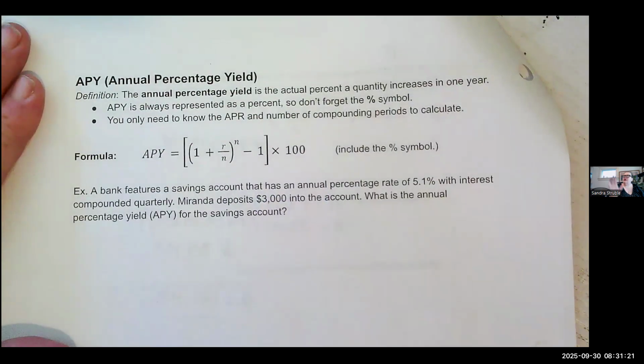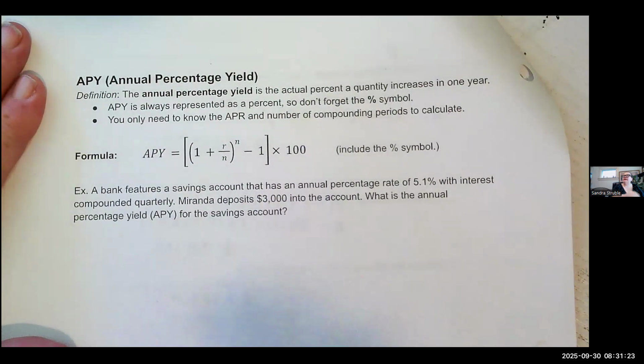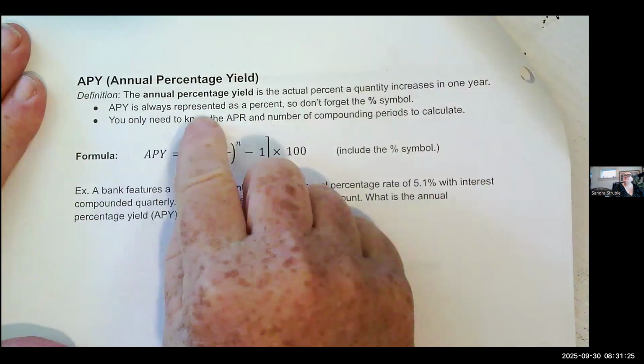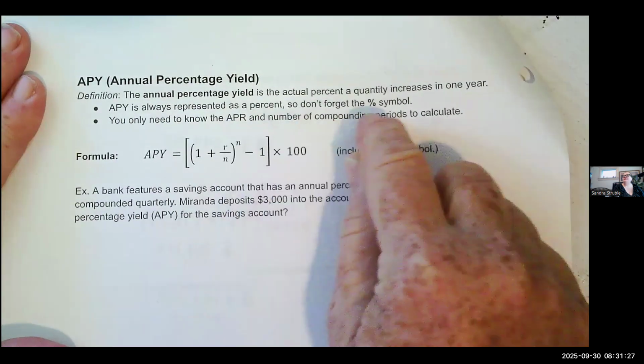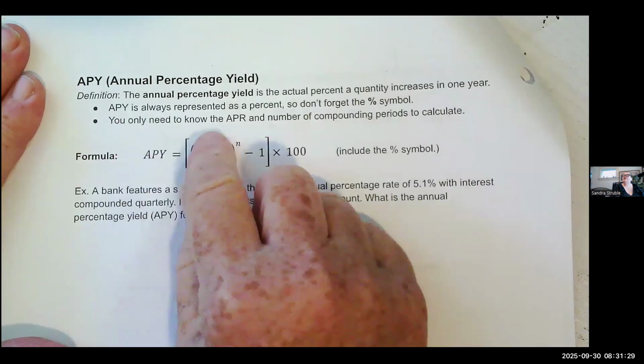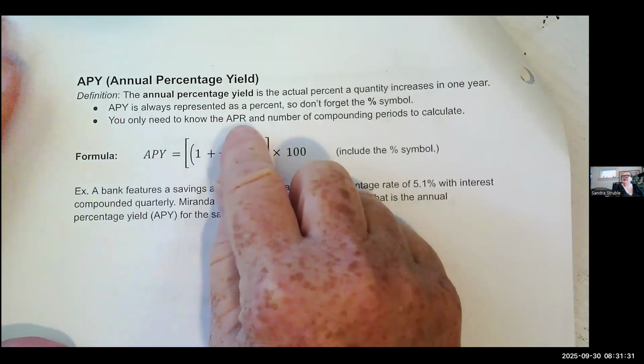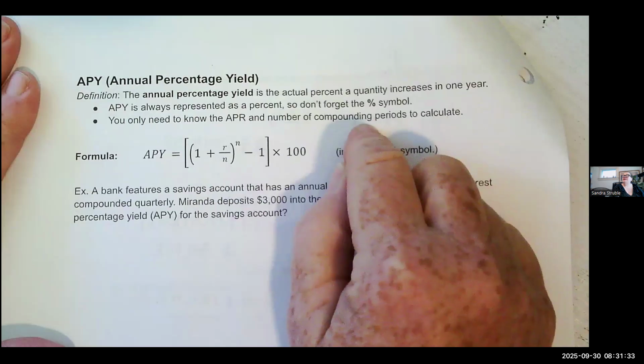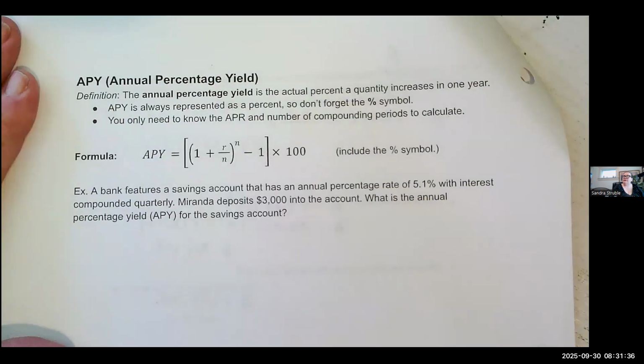So it's not for compounding or periods like that. APY is always represented as a percent, so don't forget your percent symbol. And you only need to know the APR, the rate, and the number of compounding periods. That is all you need in order to calculate this.